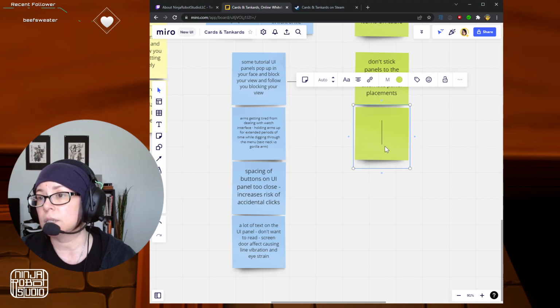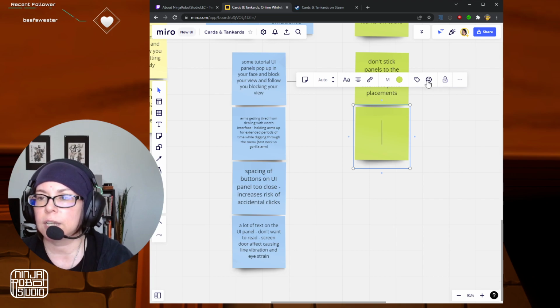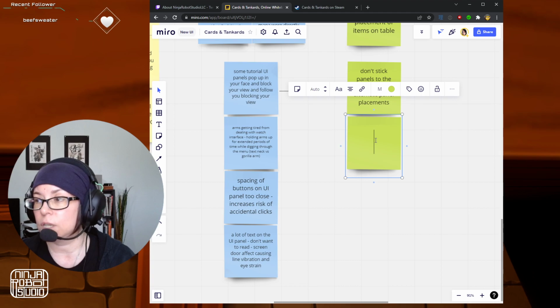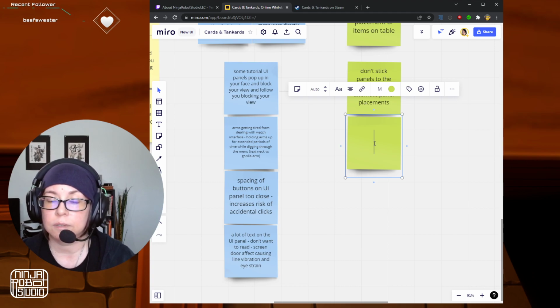You can comment and collaborate too, so you can have meetings in here, add your little emojis and dot voting, all that. You can do that remotely. But if you have access to VR, it would be much better and more engaging to do that in VR.